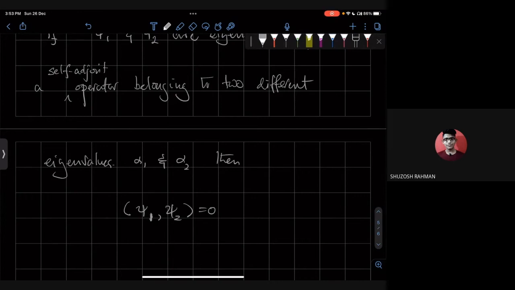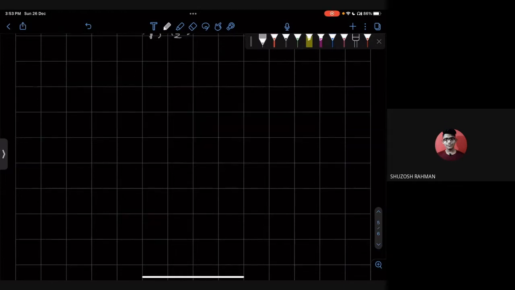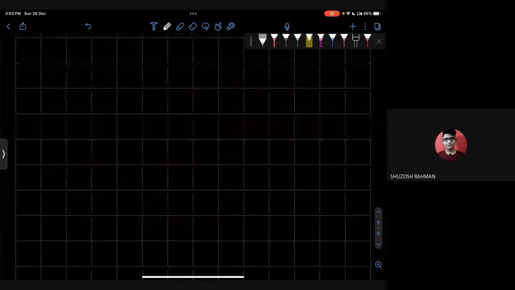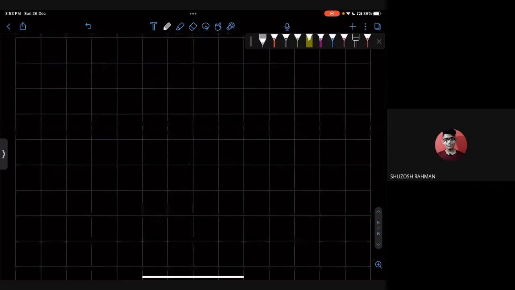Okay, so what we were doing last time, we were looking at a one-dimensional system. Okay, so we were looking at a very simple but important system, which was a finite potential well.